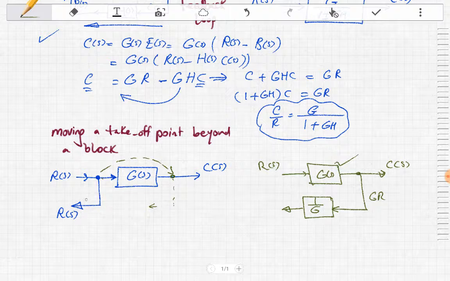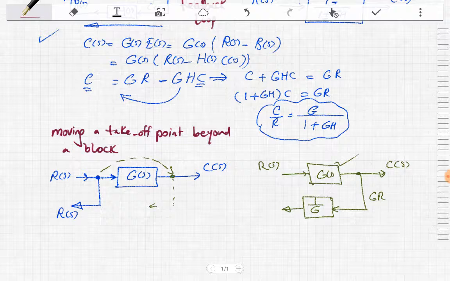So if you have a point, we call it takeoff point, and you want to move it beyond the block, this one going forward is going to change? No. Because you multiply R times G got the C, the same thing. But the other branch that was coming before that, you have to divide it by G. So always keep this in mind. And you don't have to remember, just every time you make any kind of transformation, check back that you're getting the same value of the signal. Okay. Let me give you the last one. There are many things, but the last one, the basic.